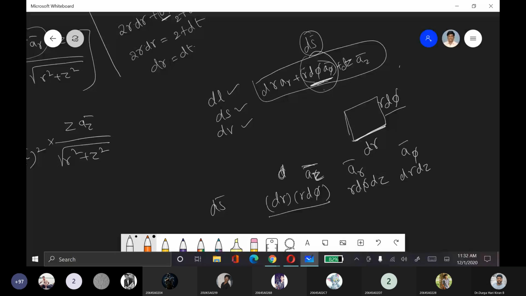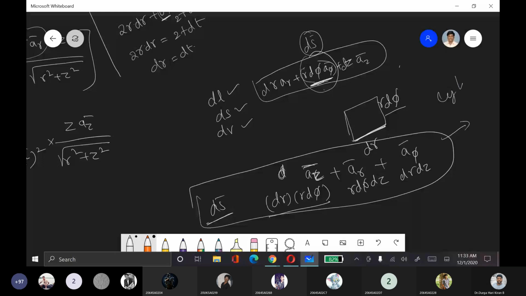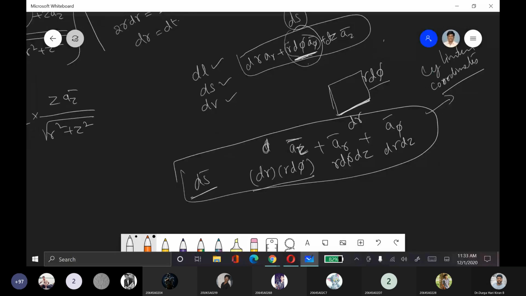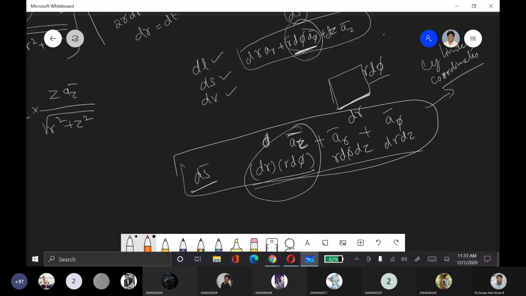I hope you still remember these things. So for ds bar we can write it like this. This is for cylindrical coordinates; for cylindrical coordinates we have done this. All right, this is what we have seen in the earlier classes. So here az bar is something like this.